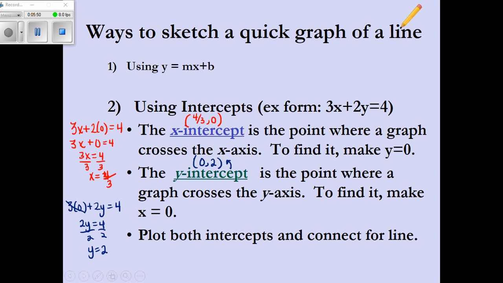Okay? They don't allow you to write the x-intercept in x equals form because that could look like a line. You have to write it in ordered pair form.